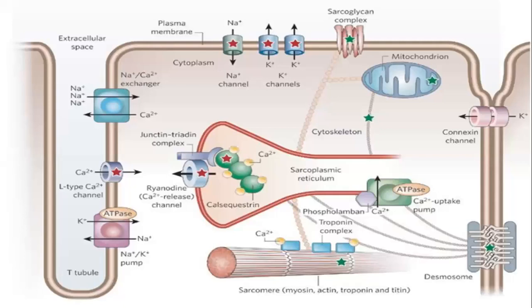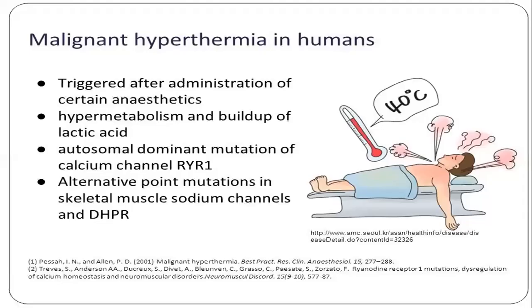We have studied about the ryanodine receptor channels. Now we will see some abnormalities. You see here the ryanodine receptor channels. There is release of calcium from these channels. These channels are present in the lateral terminal cisterns of the sarcoplasmic reticulum. Now we will study two clinical conditions. One is malignant hyperthermia, another is Brody's disease.